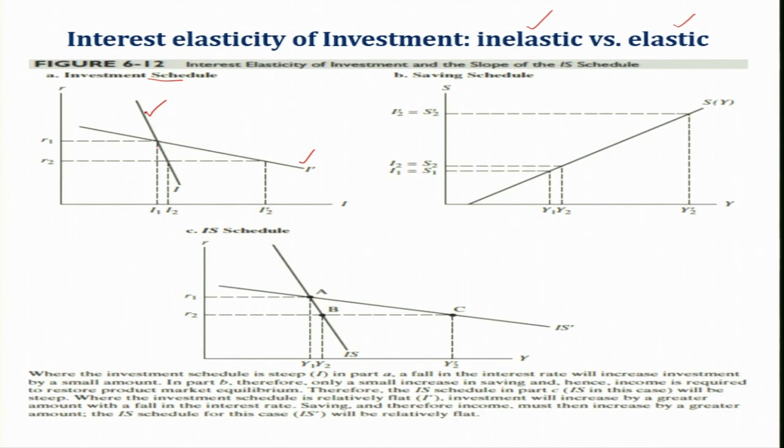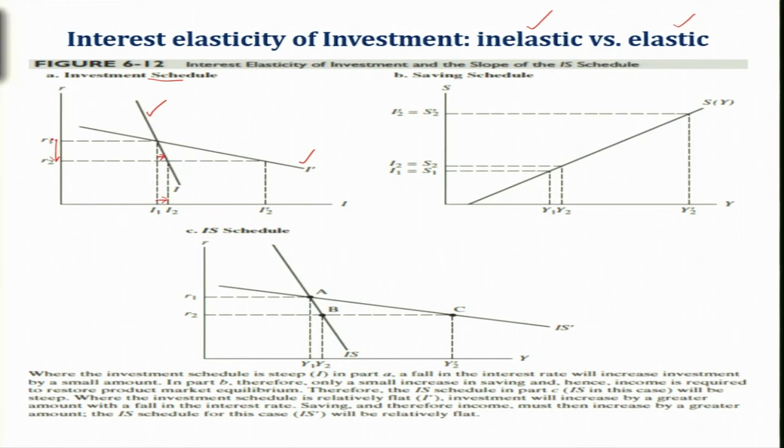Inelastic means, you can look at from here, even when the rate of interest decreases from R1 to R2, in the case of the inelastic investment curve, you can see that there is only a small increase in investment, right? When the rate of interest declines from R1 to R2, investment increases only from I1 to I2. That means the interest elasticity of investment is inelastic. In contrast, what if the interest elasticity of investment is very elastic?